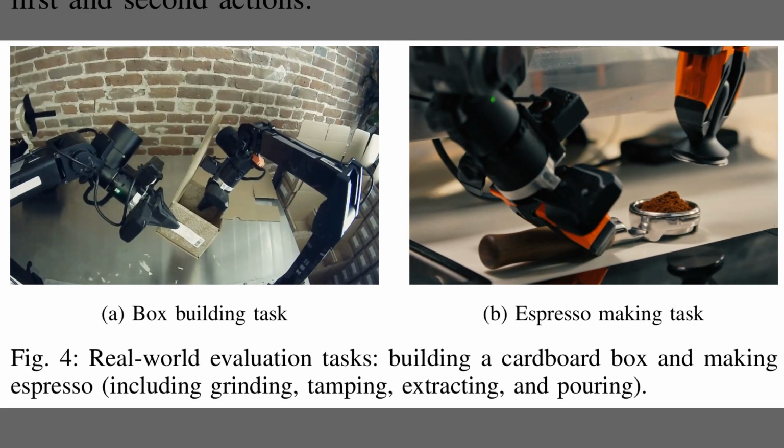Alright, the previous figure focused on timing along the trajectory, and Figure 4 shifts to the real robot tasks that stress these timing decisions. The left image shows a dual-arm robot folding and assembling a cardboard box, which needs long, coordinated motions with precise alignment. The right image shows a robot preparing espresso, where the gripper moves toward a portafilter of ground coffee, capturing the fine manipulation required for grinding, tamping, extracting, and pouring under real-time latency.